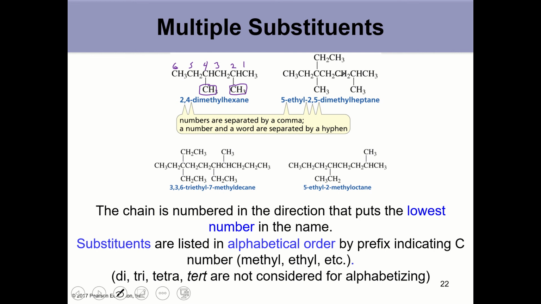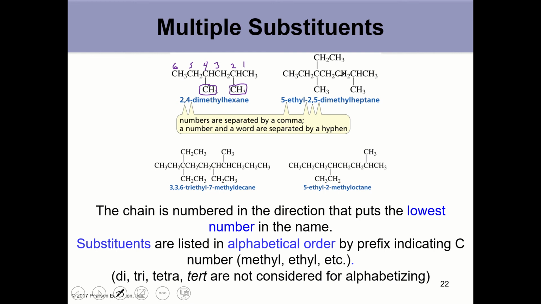Then we have the example molecule to the right of that. And I should note that when you do have a dimethyl or trimethyl group, you have a number for each methyl group, but you also separate those numbers by commas, and you always separate a number from a letter by a dash.